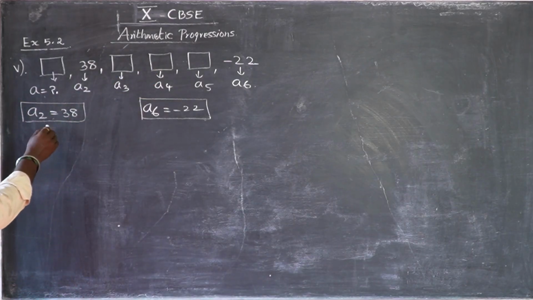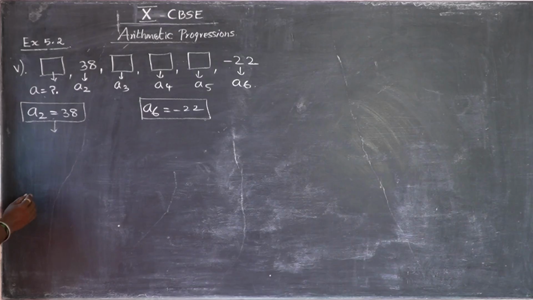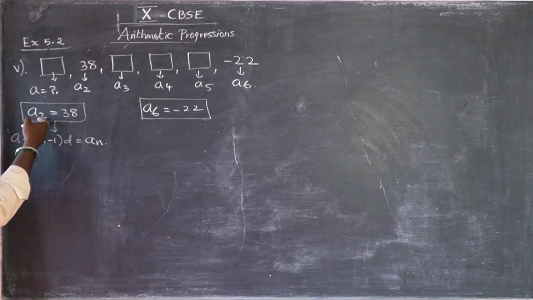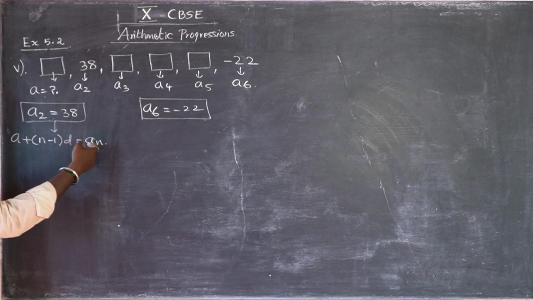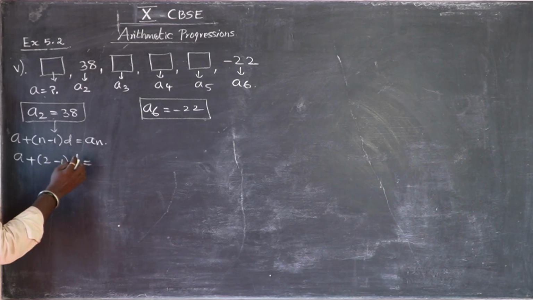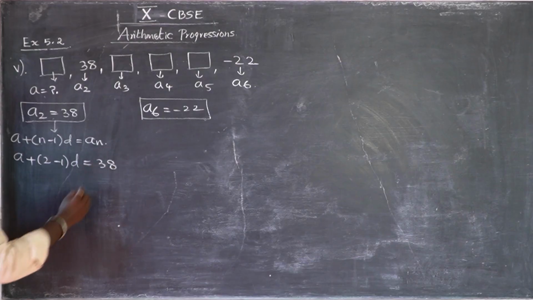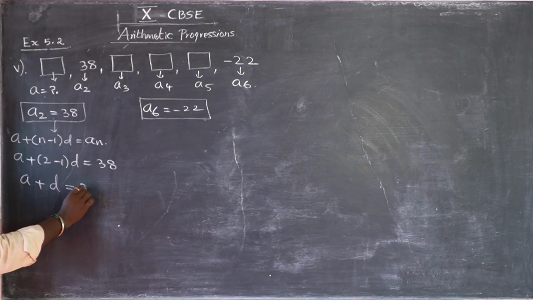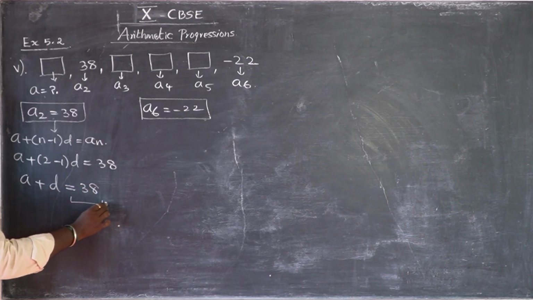See now, second term is equal to 38. So we know the formula for nth term: A plus n minus 1 into D is equal to an. Substitute the second term. Second term means n value 2. Second term value is equal to 38. So that is, A value we don't know, plus 2 minus 1 into D is equal to 38. So A plus 2 minus 1 means 1, 1 into D, that is equal to 38. So consider this is equation number 1.